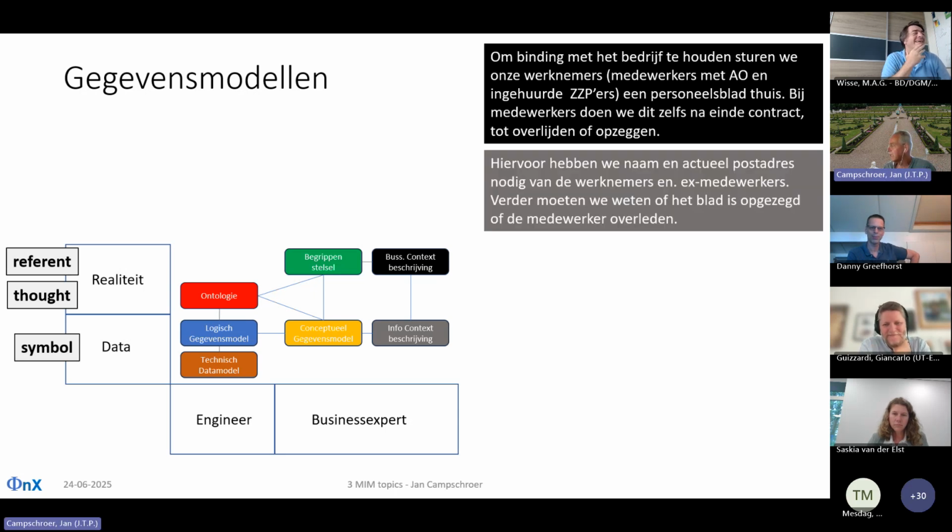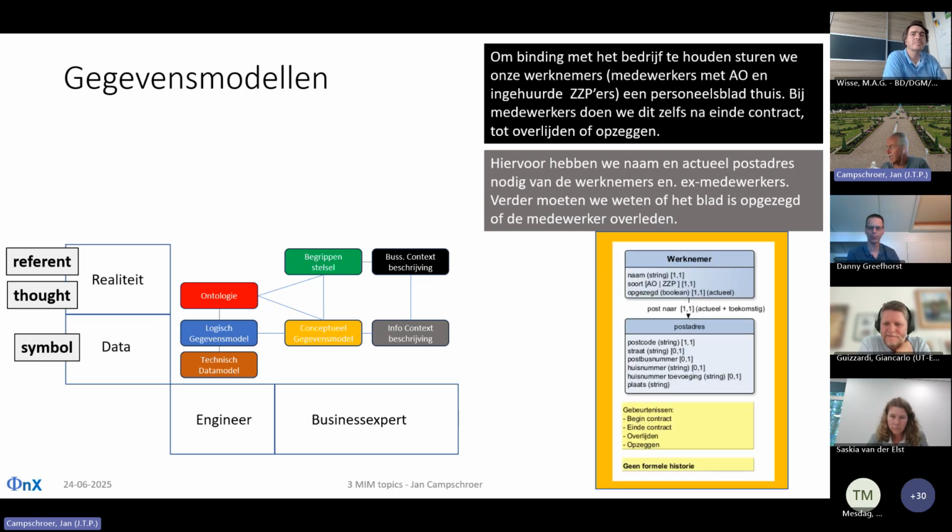Dan kun je nog zeggen, oké, welke gegevens heb je daarvoor nodig? Dus dan kun je daar nog een verhaaltje bij zeggen, oké, dit zijn de gegevens die we daarvoor nodig hebben. Klopt dat toch? Snap je het ook nog? Dan kun je daar een conceptueel gegevensmodel bij maken. Dus dan kun je zeggen, oké, wat hebben we aan gegevens nodig om dit te kunnen doen?